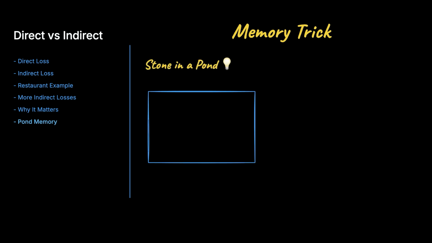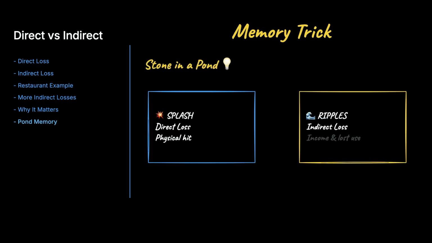Here is a memory trick that sticks. Think of a stone thrown into a pond. The splash where it lands is the direct loss, the immediate physical hit. The rings spreading outward are the indirect losses, the lost income, extra expenses, and lost use that follow. Splash first, ripples after. That picture carries you through any question here.